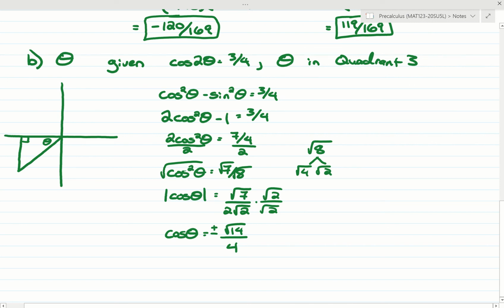So we used the double angle formula to figure that out. We could have also used 1 minus 2 sine squared of theta and that would have given us the same answer, or it would have helped us get our triangle. Now, if we're in quadrant 3, and if all students take calculus, quadrant 3 uses a negative cosine. So in quadrant 3, cosine would be negative root 14 over 4.